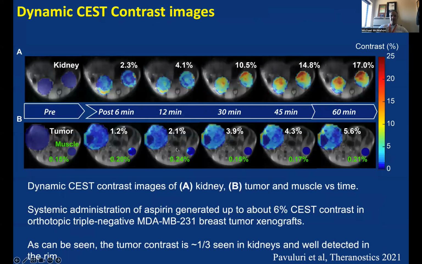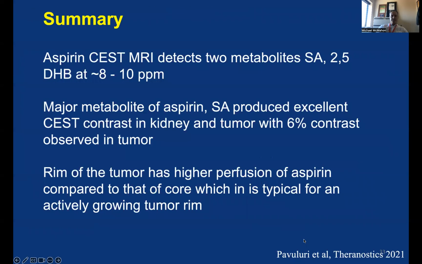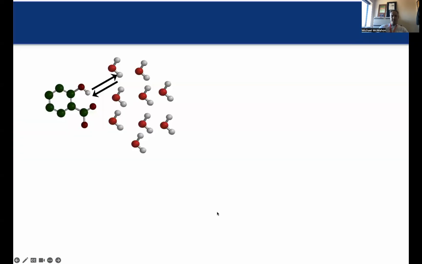Here's an example of our CEST images for the kidneys and the tumor up to 60 minutes after injection. And so we saw about a 6% contrast in these orthotopically triple negative MDA MB231 tumor xenografts, which is about a third that seen in kidneys. So in summary, aspirin CEST MRI can be used to highlight breast tumors at the very least, with the rim of the tumor producing a higher perfusion compared to the core, which is typical for an actively growing tumor rim.